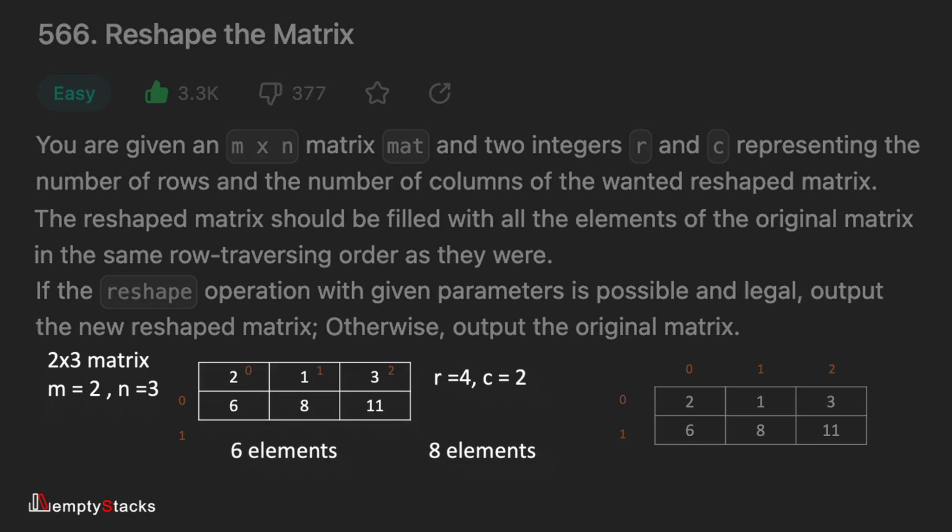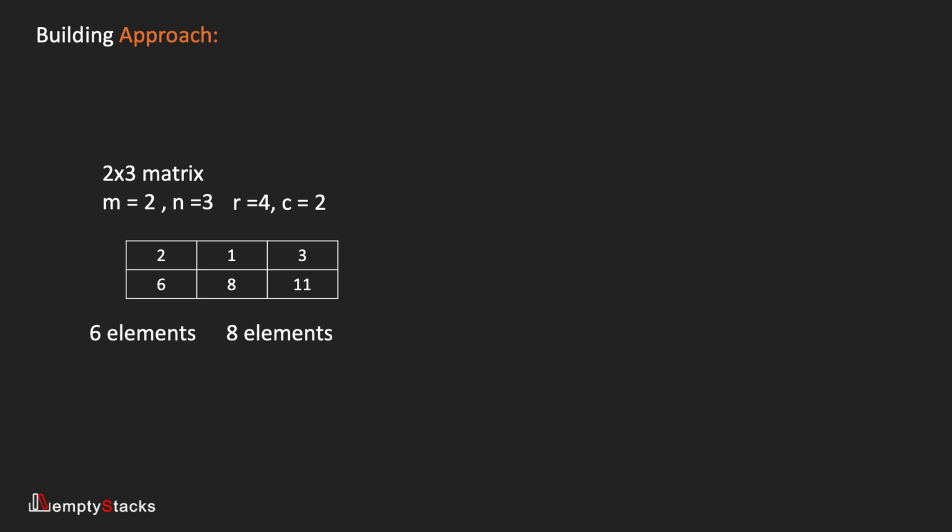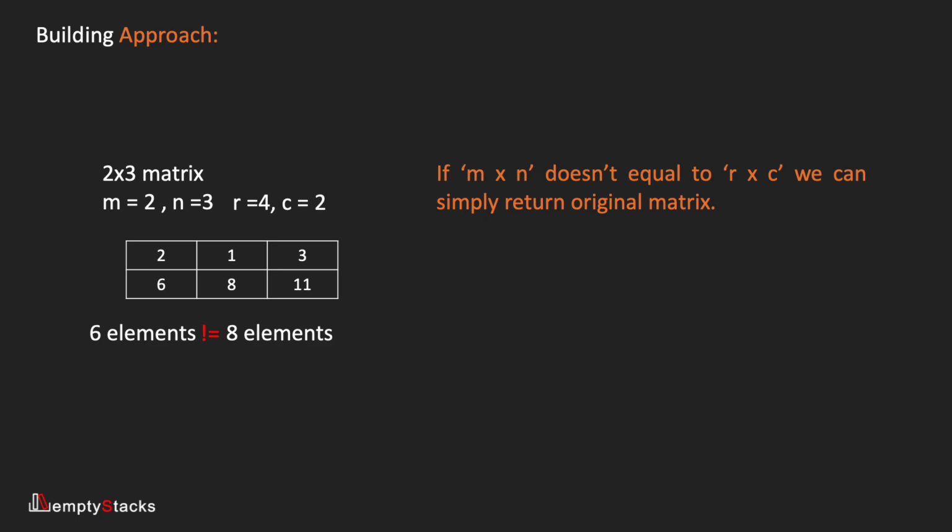Okay, now let's try to build an approach. We can start with the same example. We saw that if the number of elements is not the same, the reshape is not possible. So we can say if m cross n is not the same as r cross c, we return the original matrix.